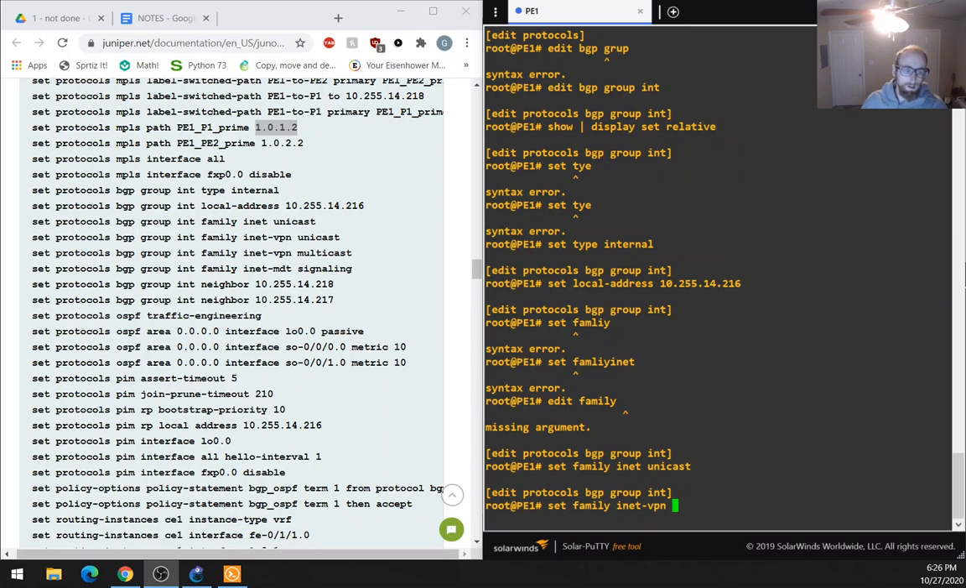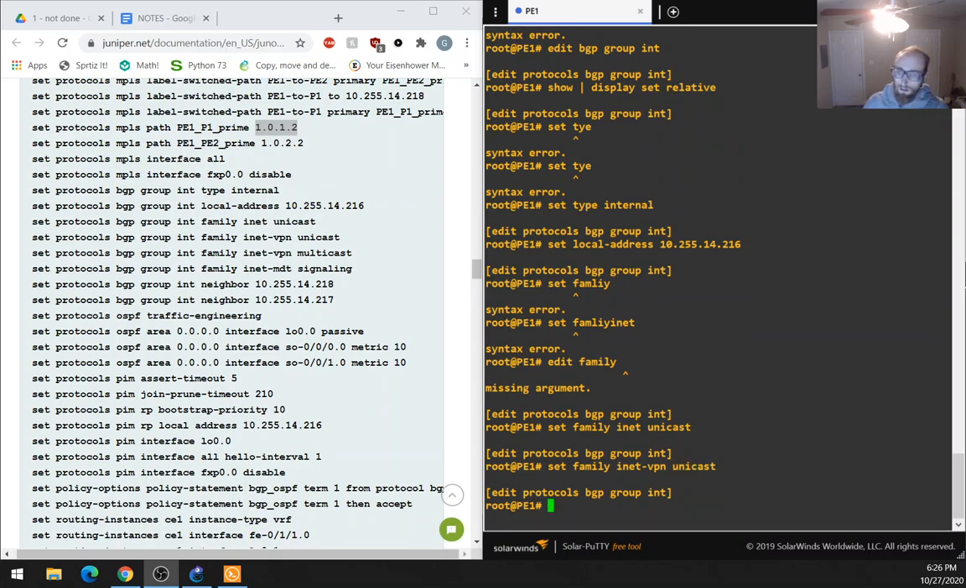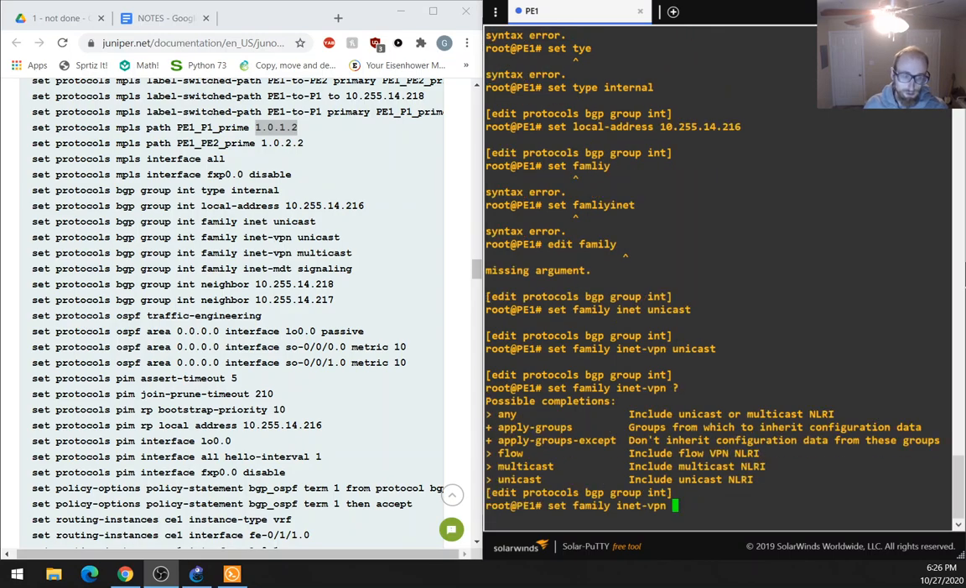So here's our, this is just for regular traffic. Here's for our VPN traffic. We're going to need to enable this as well. And then here's the special traffic, the special one for multicast traffic. So we can choose between unicast, flow, or multicast. We're going to choose multicast because that's the topic we're learning.